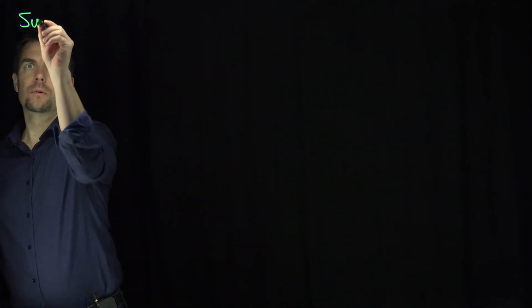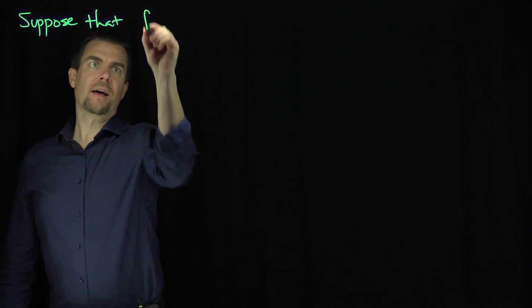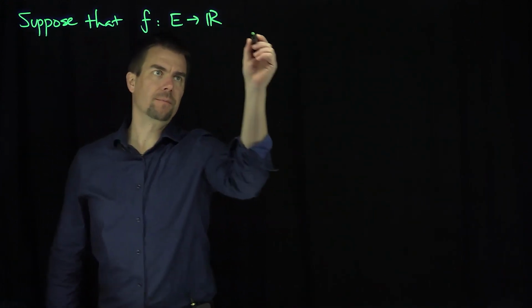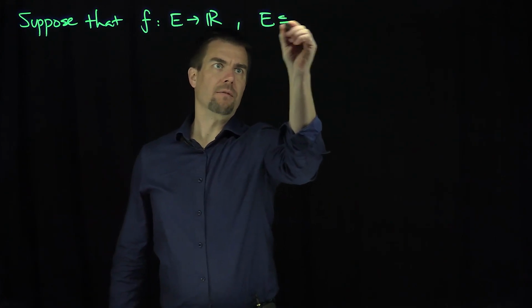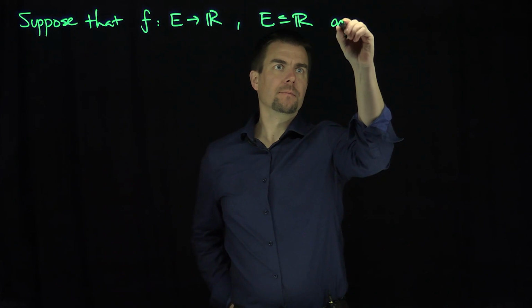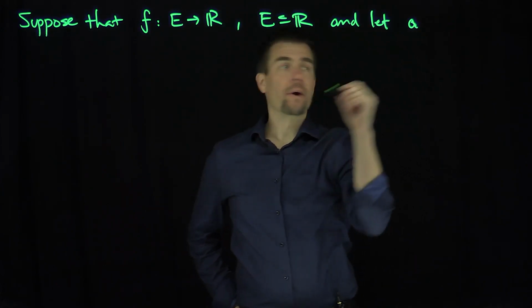Hello students, in this video we'll define how to compute a limit of a function of one real variable. Let's suppose that f maps E into R as a function, where here E is a subset of the real numbers, so it's a function of a single variable, and let a be a limit point of E.